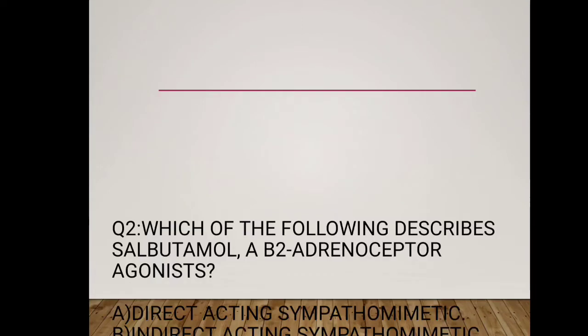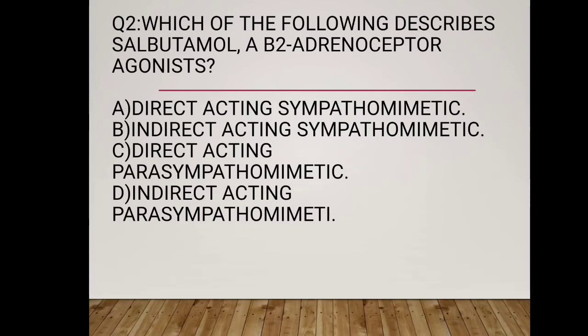Next question. Which of the following describes salbutamol, a beta-2 adrenoceptor agonist? Options are direct acting sympathomimetic, indirect acting sympathomimetic, direct acting parasympathomimetic, and indirect acting parasympathomimetic. The right answer is direct acting sympathomimetic.